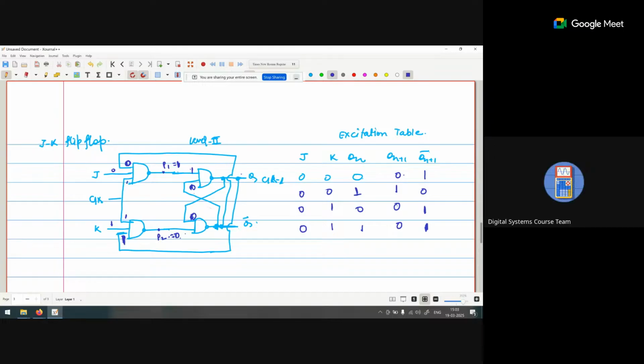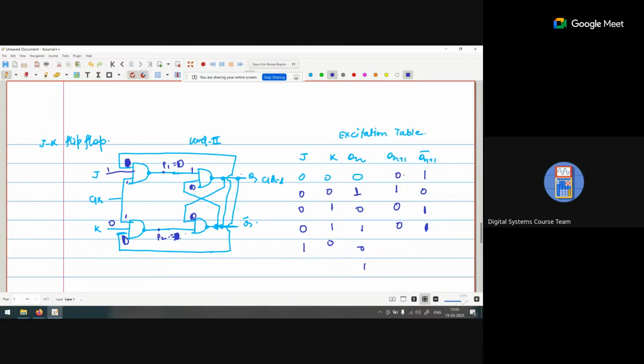No, sir. Okay. Now when J and K become 1, 0, Qn is 0 and 1. So when J is 1, we are taking J as a 1 and Q as a 0. Now Qn becomes 0, so here we are getting a 0 and here we are getting a 1. So when all are 1, P1 point is 0 and P2 point is 1.